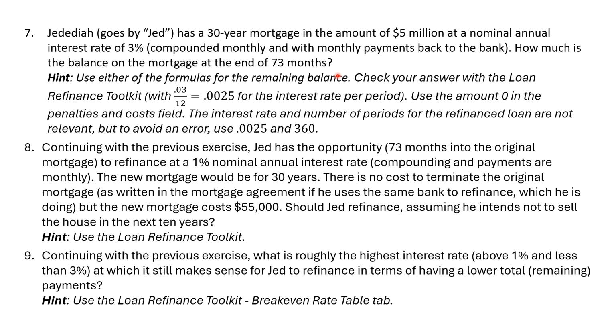If you recall, we had two variants of that formula. Check your answer with the loan refinance toolkit with 0.0025 for the interest rate per period using amount 0 in the penalties and cost field. The interest rate and number of periods for the refinance loan are not relevant, but to avoid an error, use 0.0025 and 360.